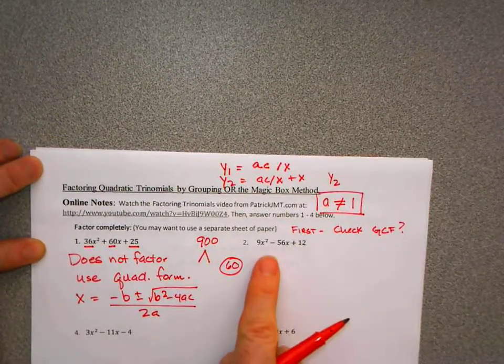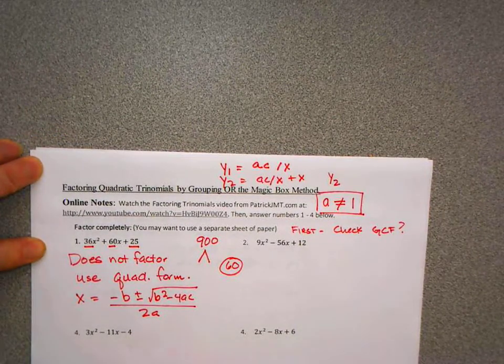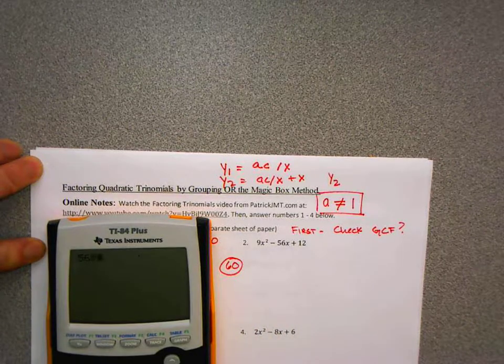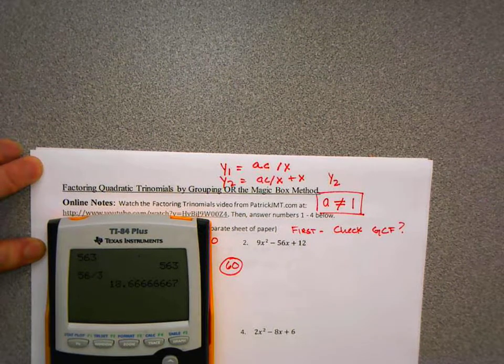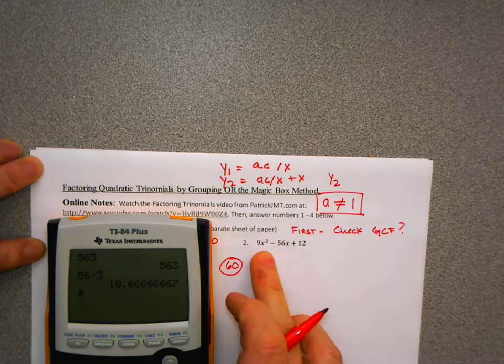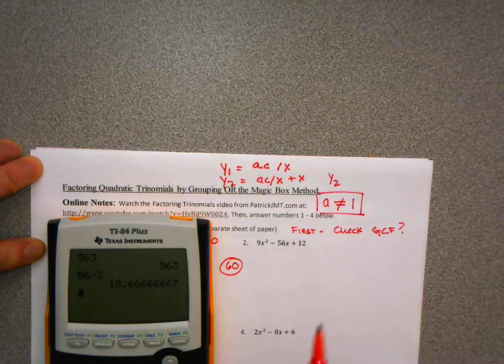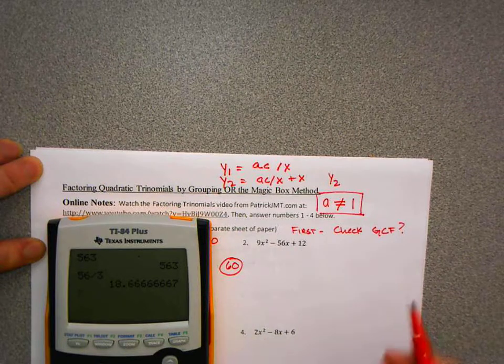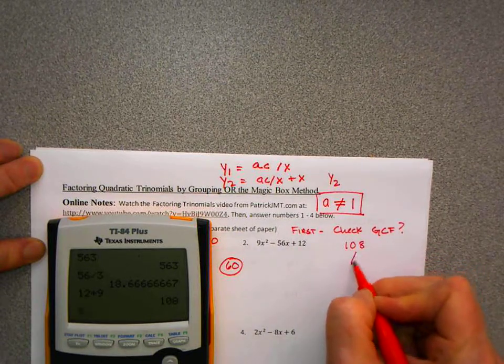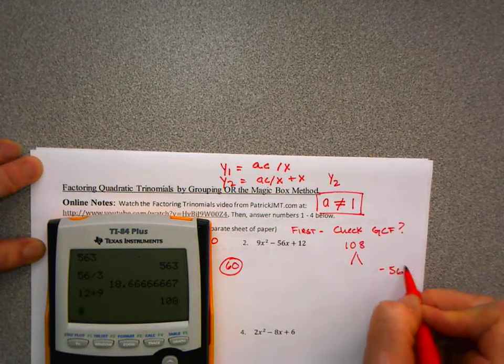All right, looking at this problem. Is there anything I can divide out? Well, if you're unsure, you can check 56. Is it divisible by 3? No. Is 56 divisible by 9? No. 12? This isn't divisible. There's nothing that can be factored out of everything. So what do? What is 12 times 9? 12 times 9 is 108. Is there anything that multiplies to 108 but adds to negative 56?